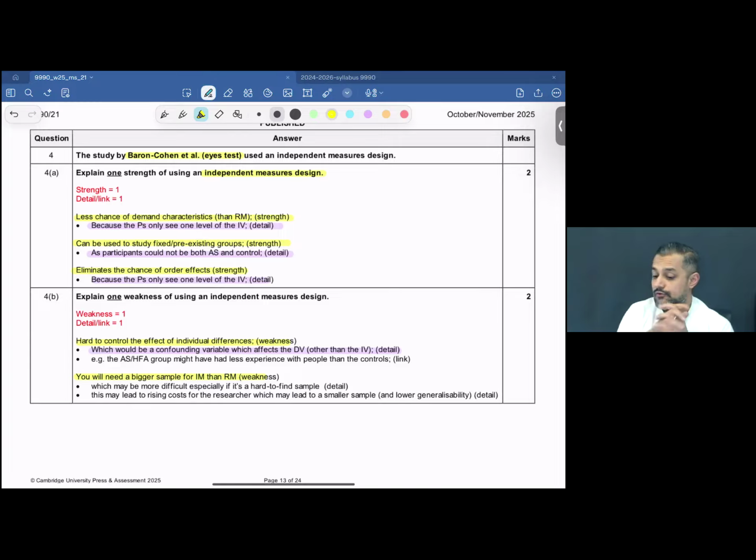Theoretically it's easy. I've seen students while planning say the sample would be this huge, but realistically, when you're actually trying to recruit samples for any particular research, there are many practical issues you come across, because of which getting the right people, or the people who fit your inclusion criteria, might not be a very easy thing to do. So you will need a bigger sample, and obtaining a bigger sample might not be super simple. Which may be more difficult, especially if it's a hard to find sample.